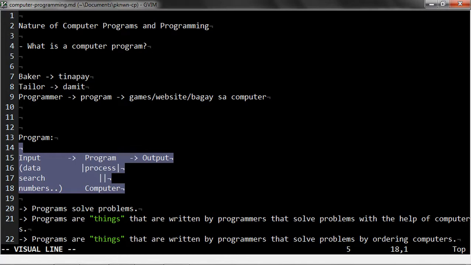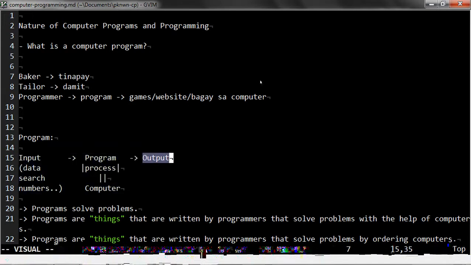Gaya pinakita natin last time, yung in-input na ang data, we're going to manipulate it, we're going to change it, and in the end, we're going to output it. So, yun.